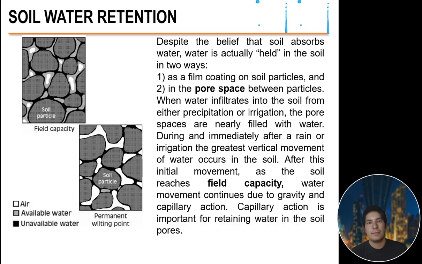So ganun, no? So we have this soil water relation. Anyway, pag magko-compute tayo ng soil related sa soil water, yung mga problems, magagamit natin itong FC, which is the field capacity, and the PWP, which is the permanent wilting point.